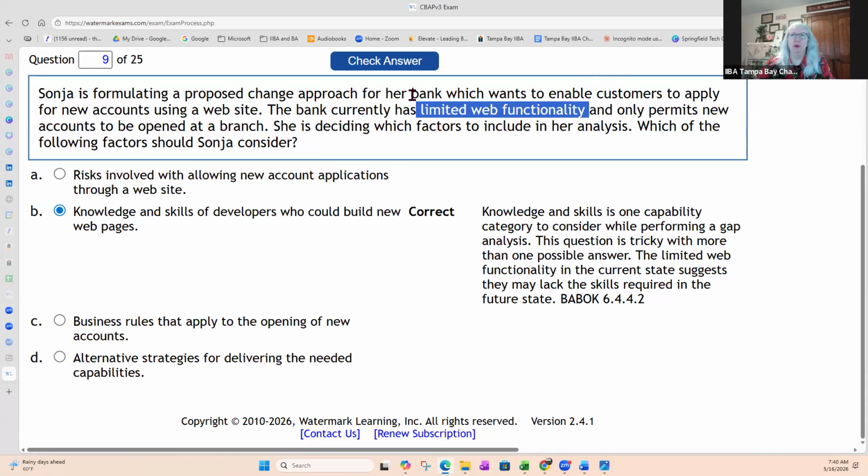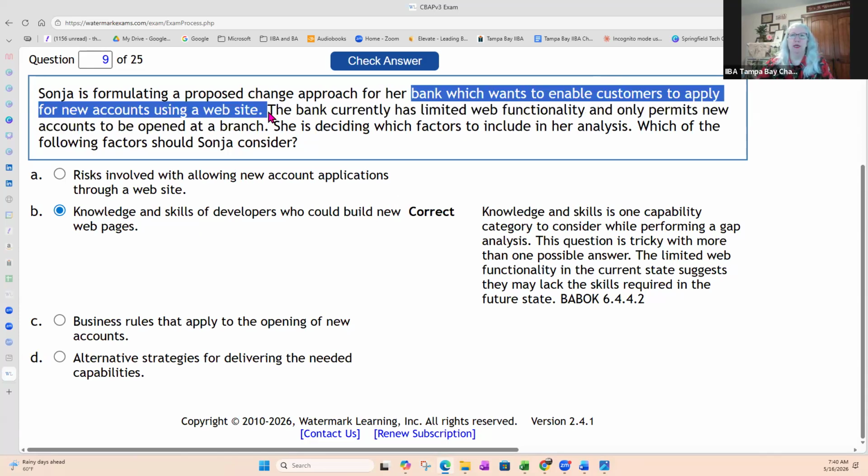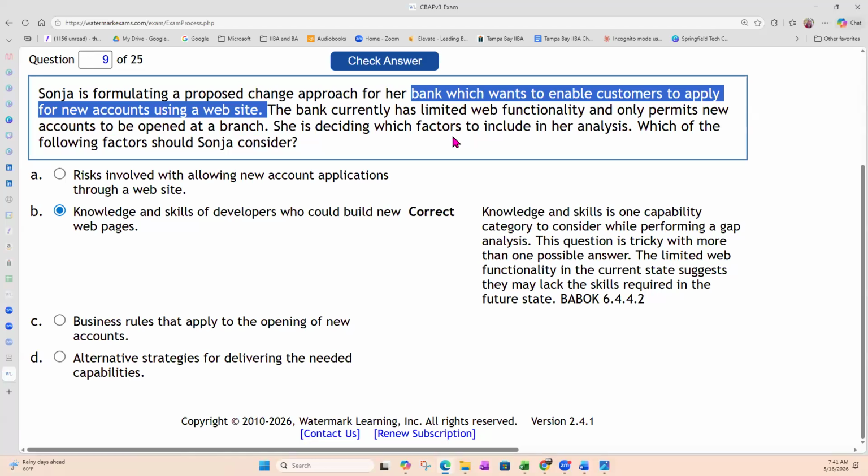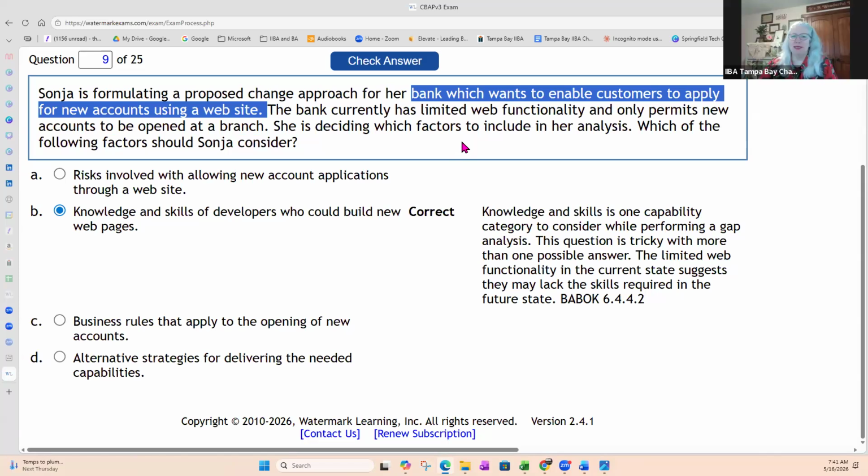The bank wants to enable customers to apply for new accounts on the website. So that means that they already have business rules in place, but they just don't have the ability to provide that functionality yet with the skills that they have in place. Does that make sense? Yes. Yes, it does. This is one of those questions that at first doesn't seem right, but whenever you really dive into it, it makes a lot of sense, and it helped me on the test. I saw something very similar to this on the test.